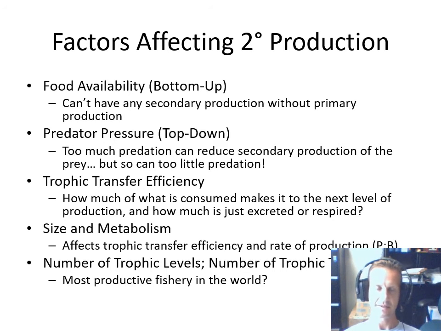Something else that affects secondary production is how efficiently organic matter is transferred from one trophic level to the next. Going from one trophic level to another is not a perfectly efficient transfer. We'll talk about that later, but a lot of the organic matter that's consumed ends up just being wasted or respired and not becoming the secondary production of the next level. The efficiency of that process varies depending on the physiology of the organism eating the prey and on the nutritional quality of the prey, and many other factors can affect trophic transfer efficiency as well.